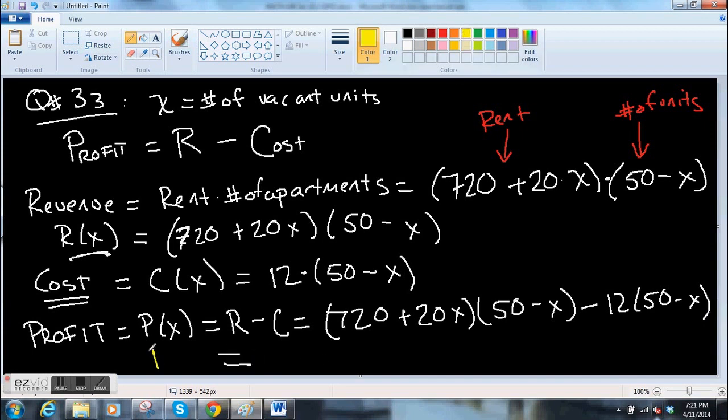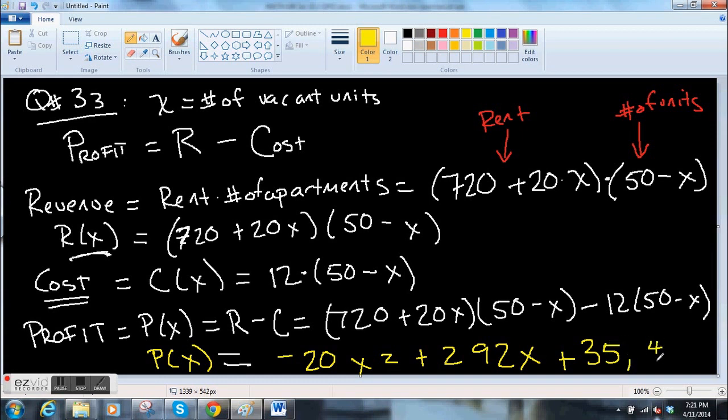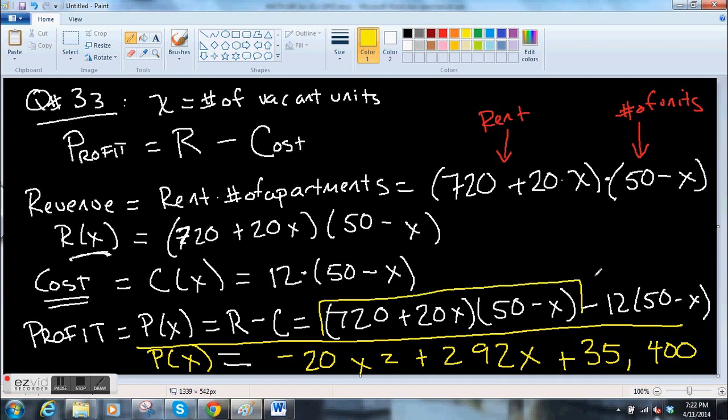And all of this, I'm going to simplify in one step. I'm not going to go over multiplying this out and pulling it through. But when you do all that, you get negative 20x squared plus 292x plus 35,400. Okay, so this right here is the profit function. I multiplied this out and then subtracted this piece, and I wrote this out in the homework, so you can look at that in more detail if you want information about how I got that.